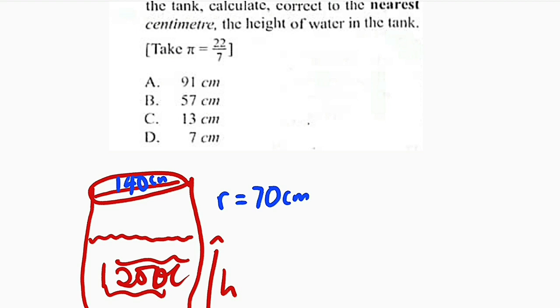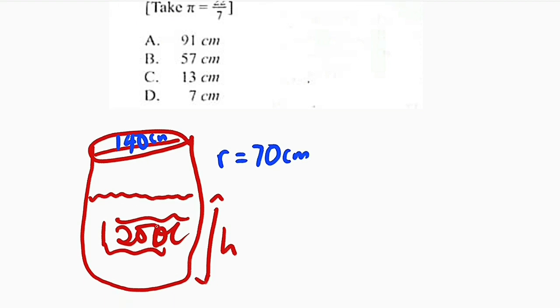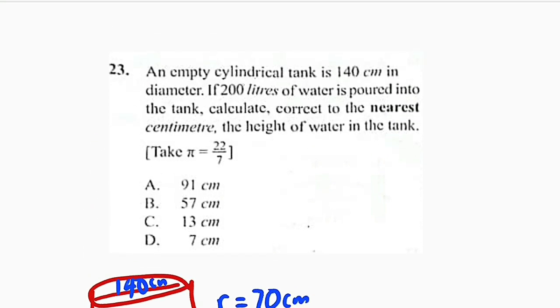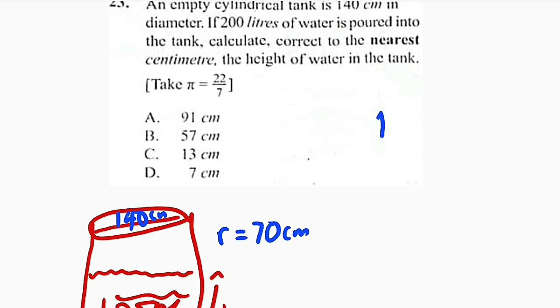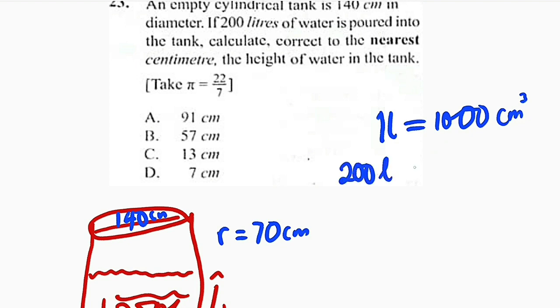So the next thing we need to find is what? Centimeter cube equivalent of this 200 liters, because we are dealing with centimeter here, but we are given the volume in terms of liters. And you should know that every 1 liter is equivalent to 1000 centimeter cubed. Therefore 200 liters will be equivalent to 200,000 centimeter cubed. So this is the actual volume of the water in centimeter cubed.